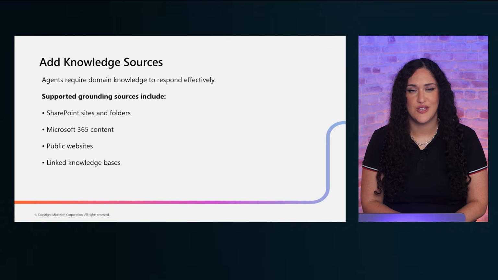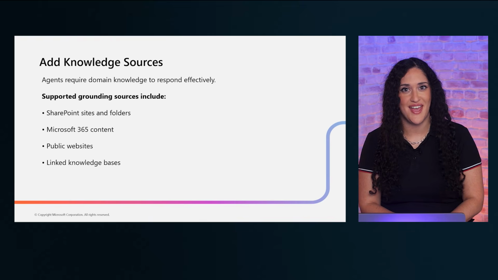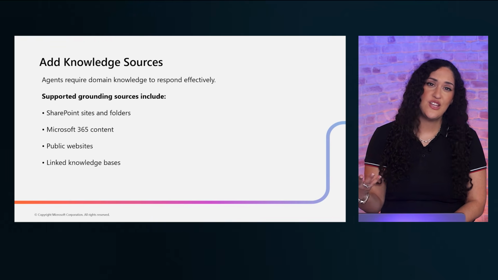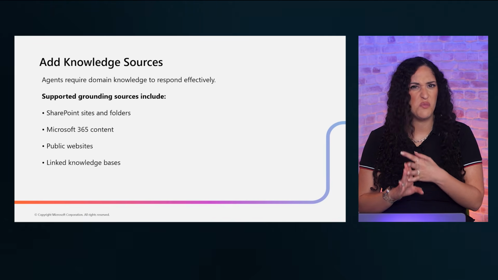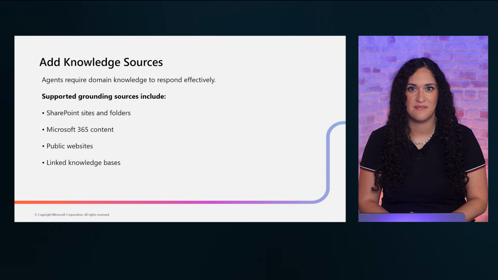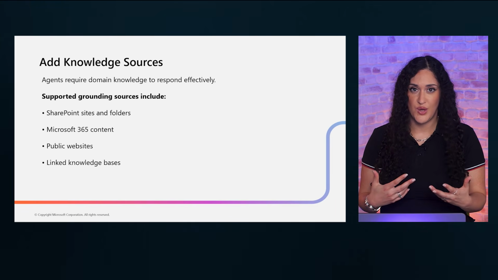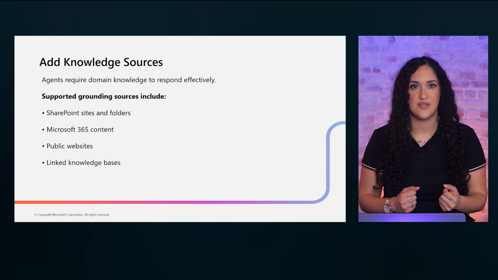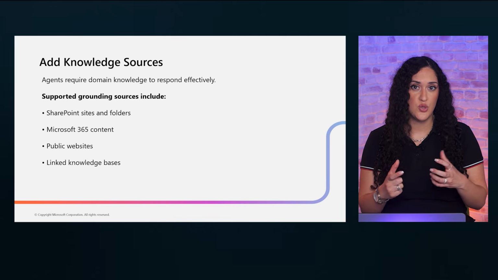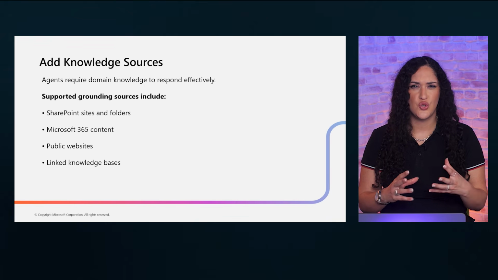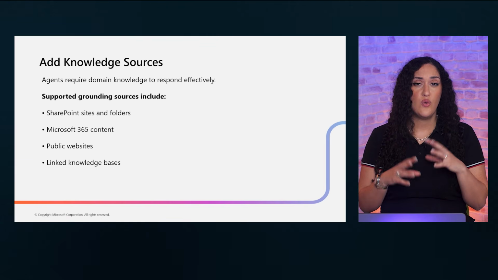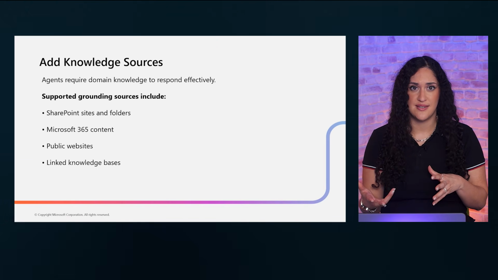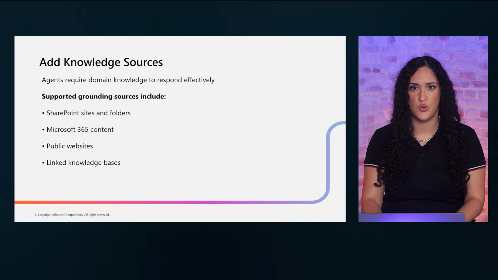An agent is only as good as the knowledge it can access. I've said it before, I'll say it again. So in Copilot Studio, you can connect agents to multiple knowledge sources, including SharePoint sites and folders, Microsoft 365 content, public websites, and enterprise knowledge bases. This is where grounding becomes real. Instead of generating responses from general training data, your agent draws from your organization's actual information. Choose your knowledge sources carefully. The right sources ensure accurate, relevant responses. The wrong ones introduce noise and confusion. So always validate that the content your agent accesses is current, accurate, and appropriate for the use case.